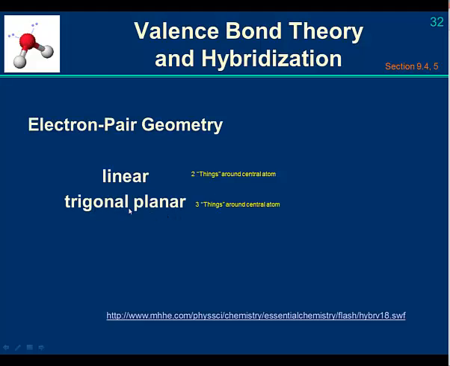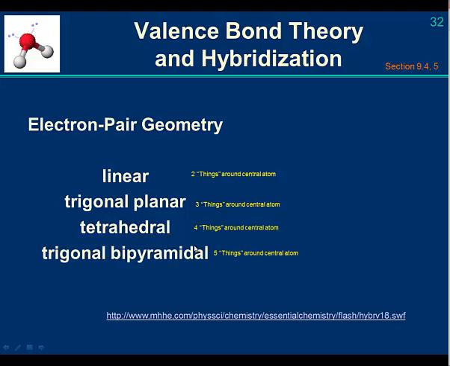What if I have trigonal planar electron pair geometry? I need 3 equivalent orbitals. That's going to be sp2. 1s and 2p orbitals combined form 3 sp2 hybridized orbitals if the electron pair geometry is trigonal planar. What if I need 4 things, as I did with methane, around the central atom? That means I'm going to have 1s and 3p's, or 4 sp3 hybridized orbitals. So the hybridization there would be sp3.